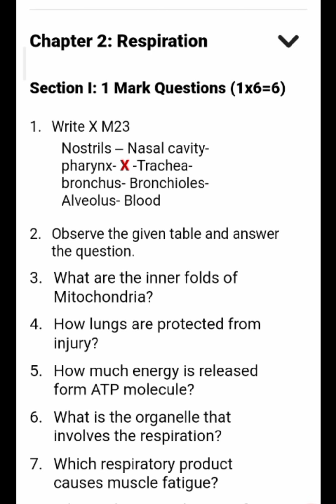Next, respiration. 1 mark questions. Write nostrils, nasal cavity, pharynx, trachea, bronchus, bronchioles, alveolus, blood. Next, observe the given table and answer the question. What are the inner folds of mitochondria?